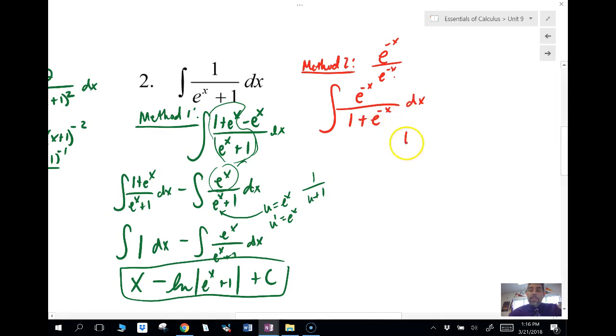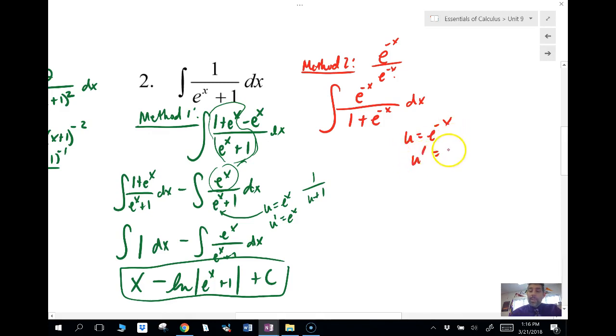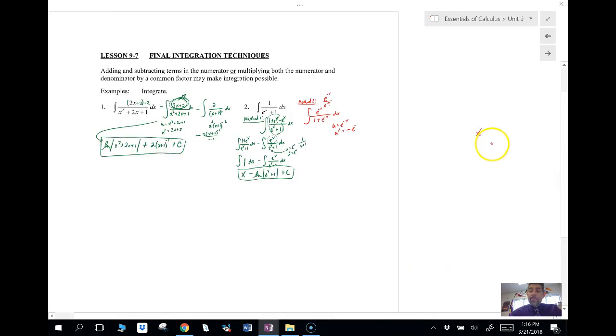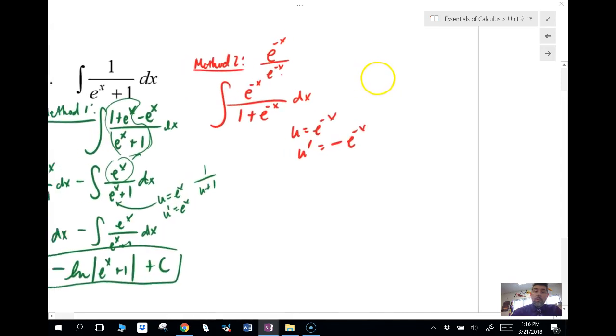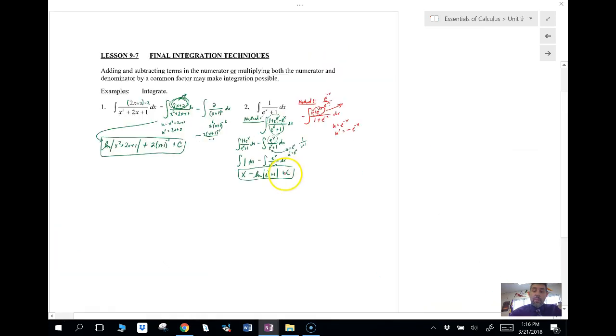So now I could say u is e to the negative x, and u prime is going to be negative e to the negative x, which is what I kind of have. Right? I kind of have that. I have this, but I need a negative one here and a negative outside. So I'm going to put those in for my hook.